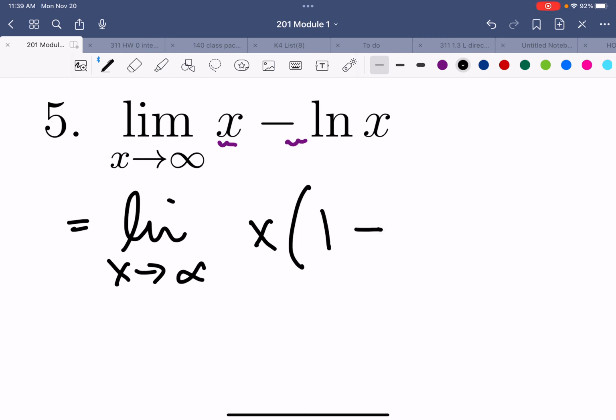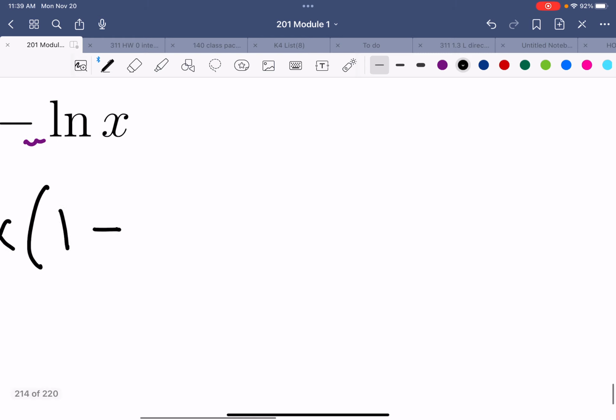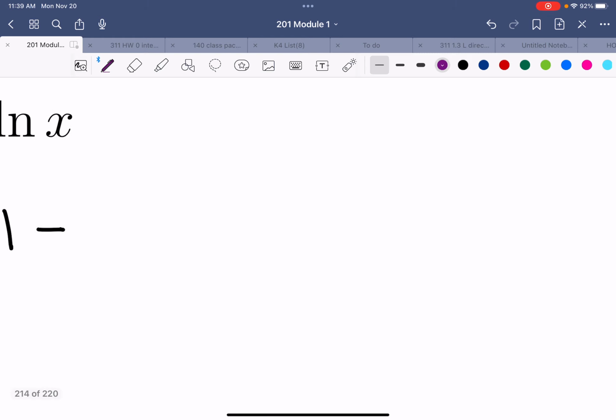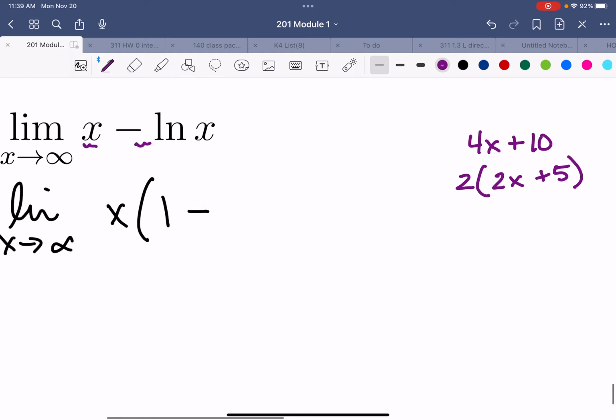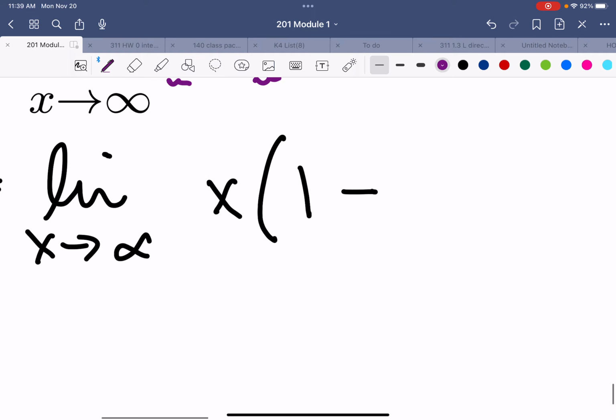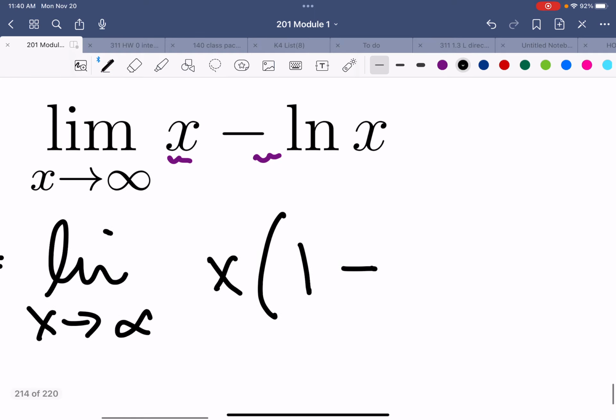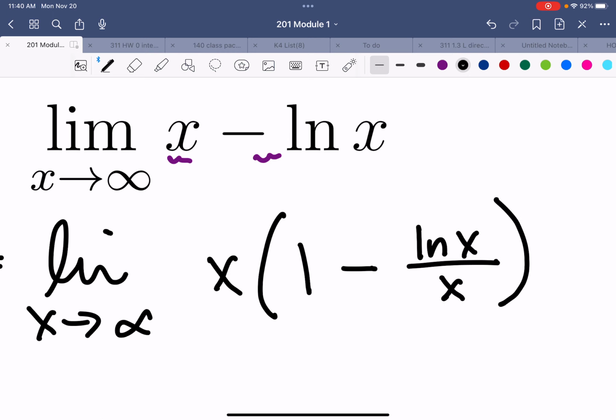And then to take it out of the ln x, I'm going to have to divide that term by whatever I pull out, right? If you think about it, if you had 4x plus 10, then they both have a 2 in common. And in order to get what goes inside, you take the original divided by the 2. So that's 2x plus 5. So we're going to do the same thing here. It's just not going to be as pretty. So we're going to take the original, which was the ln of x, and we're going to divide it by what we factored out, which is the x.